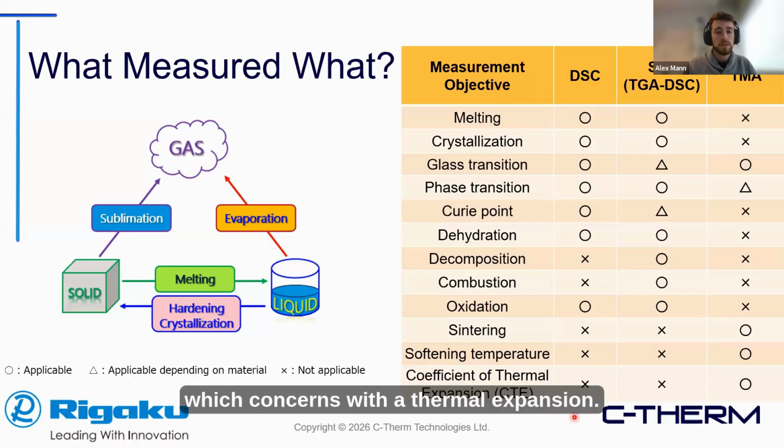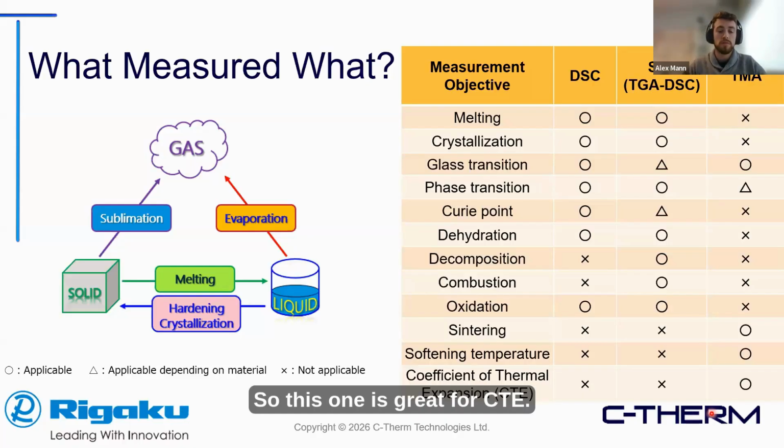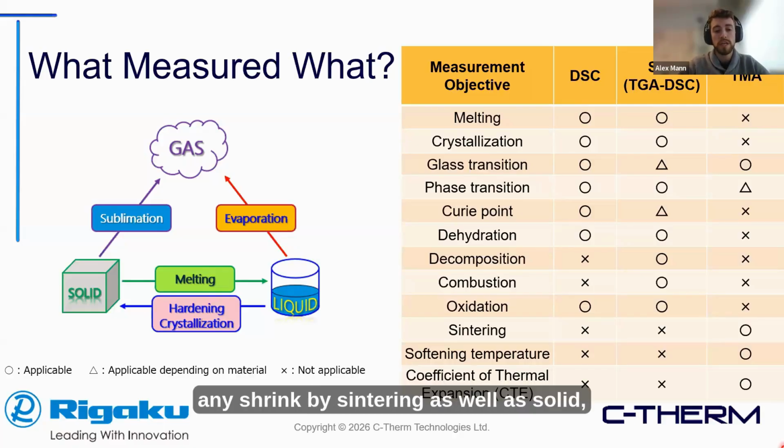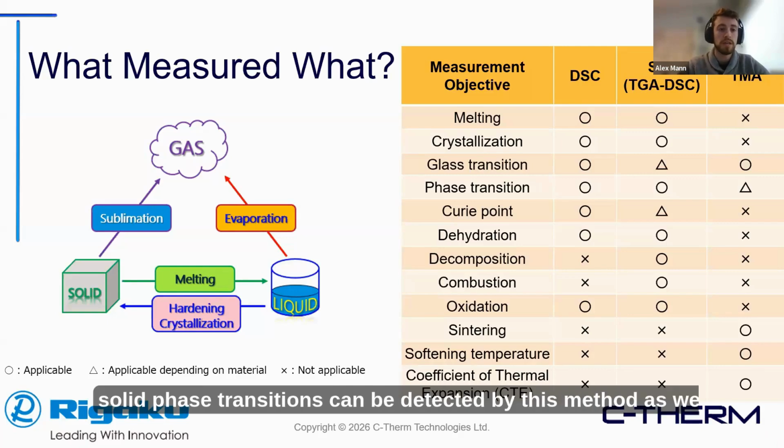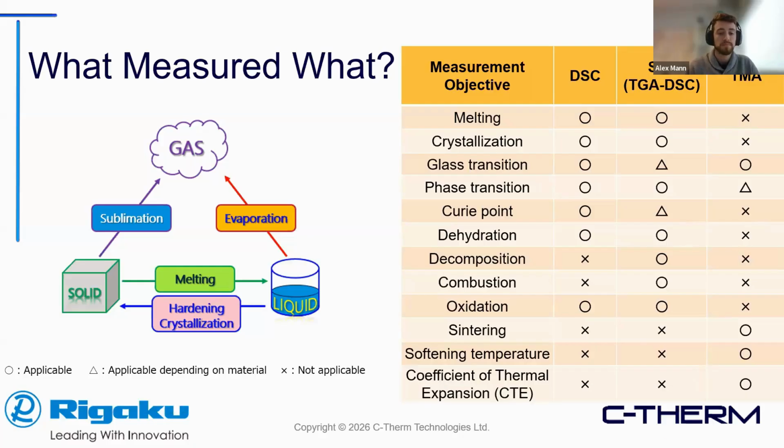Lastly is the TMA, which is concerned with thermal expansion. This one is great for CTE, it's the most popular feature, but you can also do glass transitions, softening point, and shrinkage by sintering, as well as solid-solid phase transitions, which can be detected by this method as well.